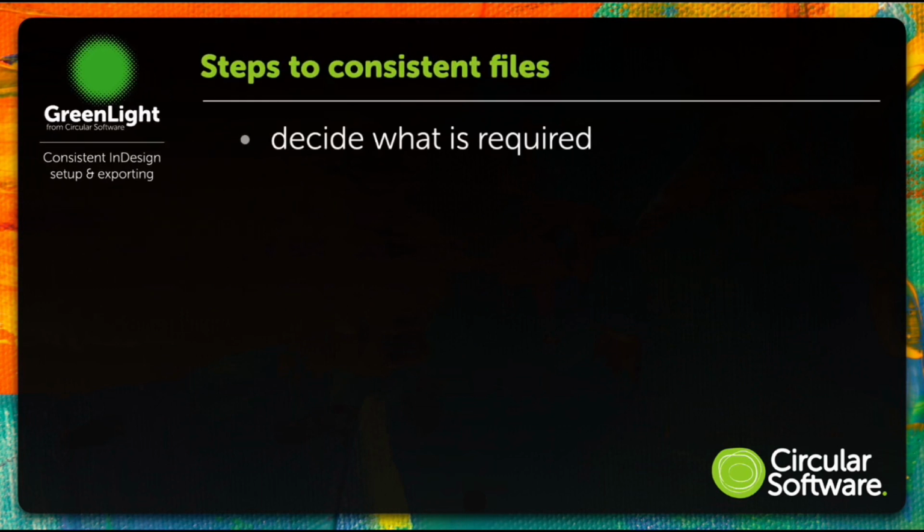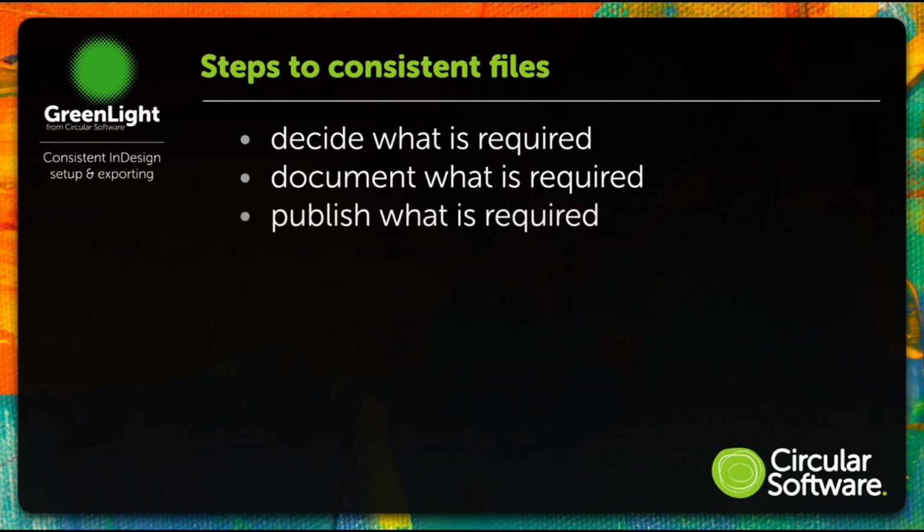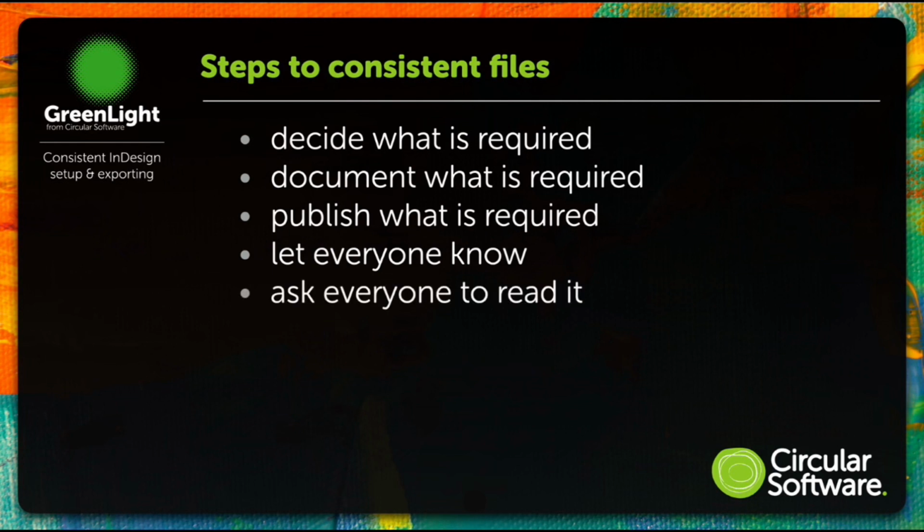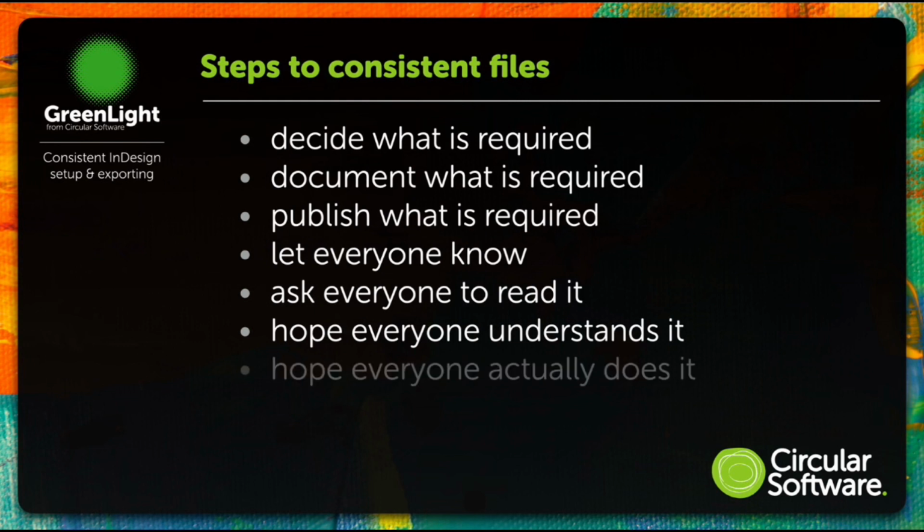So how do we get to consistent files? The steps, as I see it, are decide what is required. First of all, we need to know what it is that we want to do. Then write up what is required in some sort of document and put that somewhere. Let people know that we have written these guidelines and put them somewhere, and then ask people to actually read them. If they do find them and read them, then we hope that they understand them. And then we actually hope that they do what it is that's required.